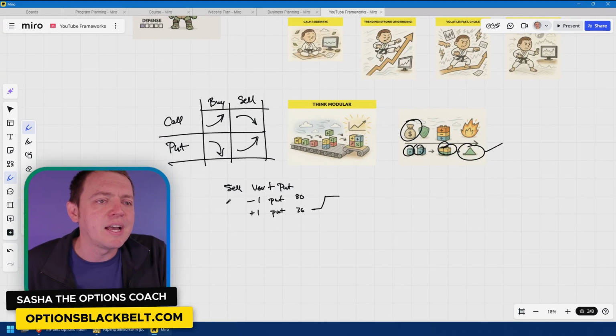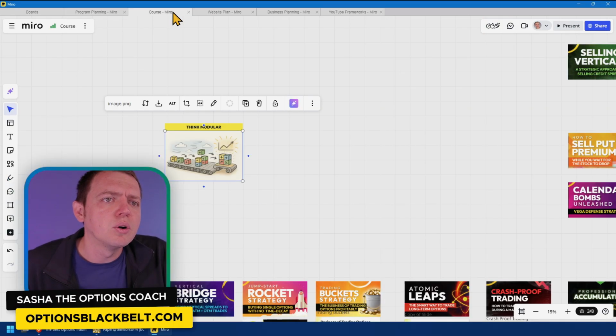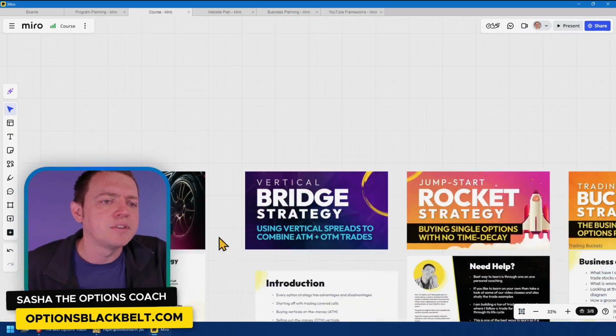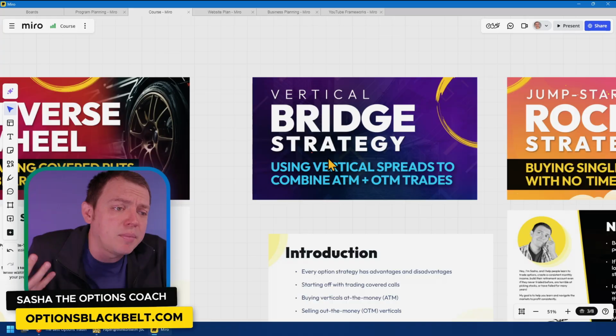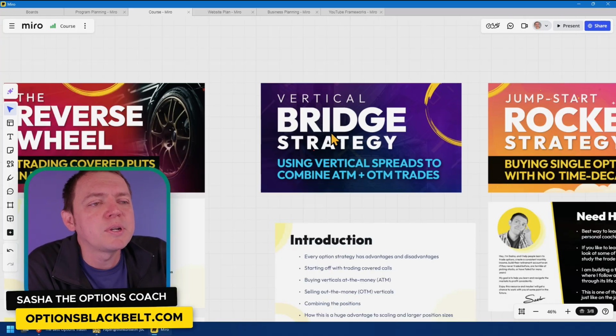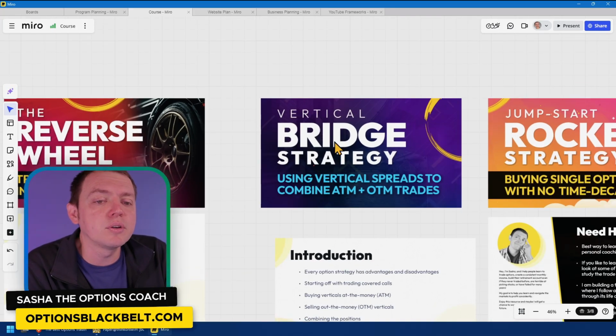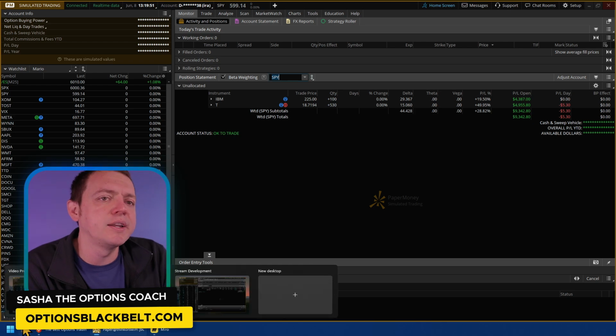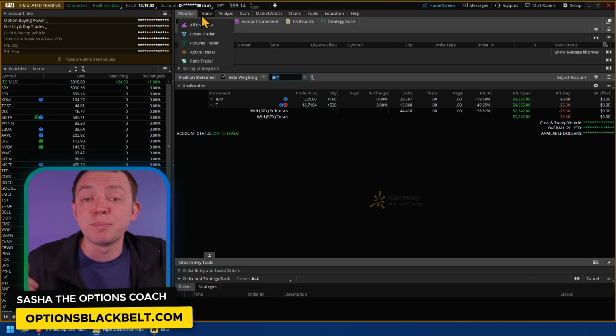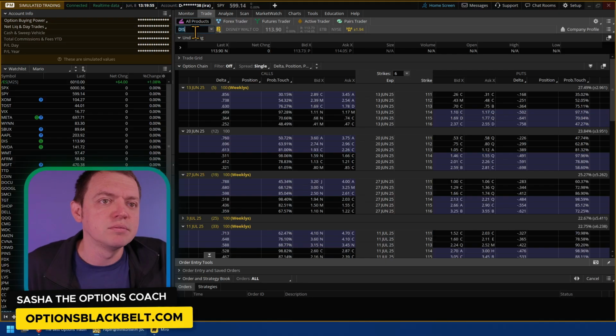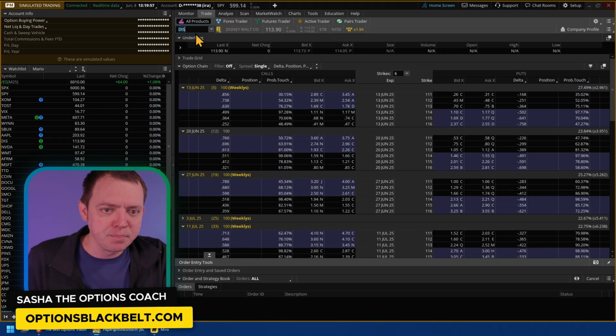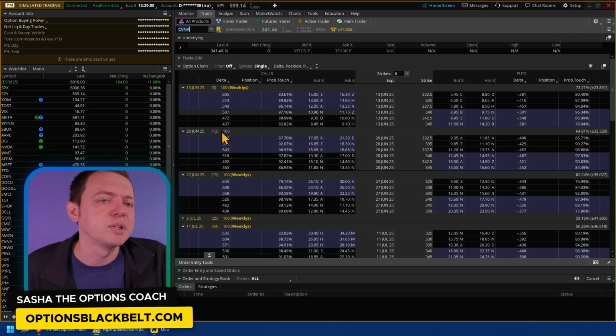Now, I've done this in the past in some of our classes and workshops. So when we go in and look at it, I've done things like the vertical bridge strategy, which is my own strategy to verticals, but it's more of trading diagonals, but using vertical spreads. I'll show you the principle behind it. It may be a little too complex, but if you're interested in the class, you can check it out and grab yourself the class. But let's take a peek at something as simple as Carvana here.